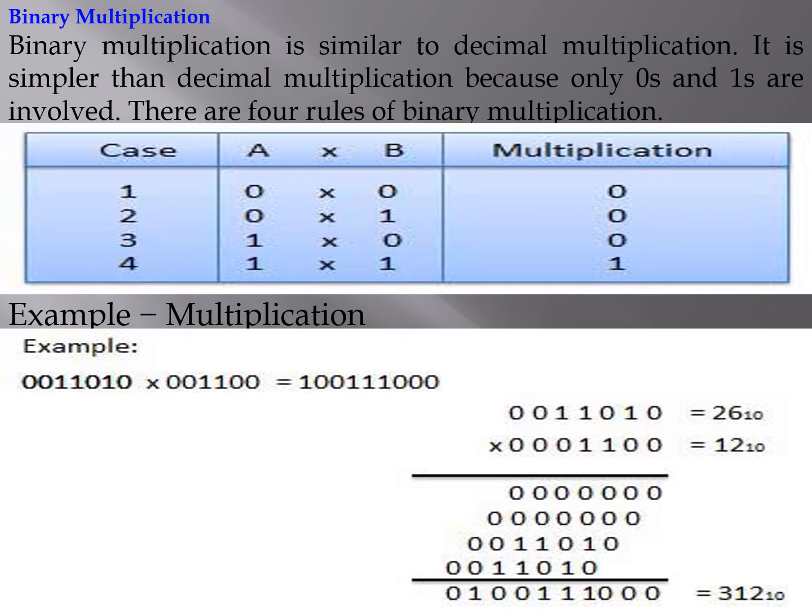Here, multiplication of 0 and 0 is 0. Multiplication of 0 and 1 is 0. Multiplication of 1 and 0 is 0. And multiplication of 1 and 1 is 1. Here we take an example and we multiply it. It is similar to the decimal multiplication as we usually do it.